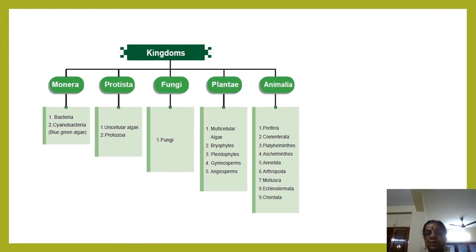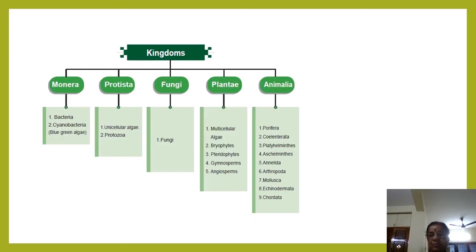Phylum Porifera, Coelenterata, Platyhelminthes, Aschelminthes, Annelida, Arthropoda, Mollusca, Echinodermata, phylum Chordata. Phylum Chordata are vertebrates. I hope you could recollect this. Kingdom Animalia we studied in part 3, remember. Plantae we studied in part 2, video number 15, remember. Do you remember?